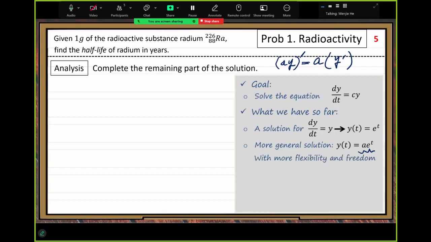So with more flexibility and freedom here. But here, this A, you can see, because this version still satisfies this equation, not the original equation. Now we want to find the solution for the original equation. So now, this time, that C, we want to put in this position.